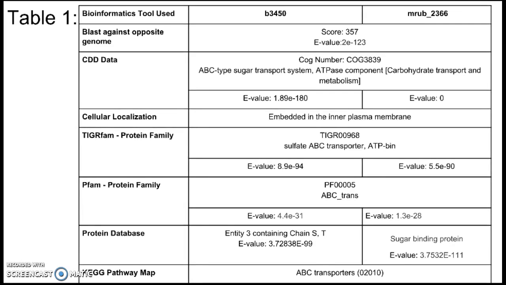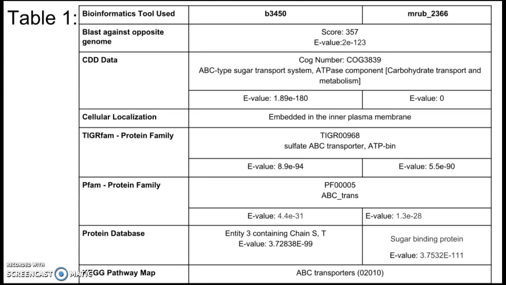For the first pair of genes that were analyzed, we put together a table which you'll see for each of the genes. On the left side of this table is the b gene, which is going to be the E. coli, and the right side will be the Meiothermus ruber. In this case, I'm showing support for b3450 and mRub2366 being orthologous to each other. Numerous bioinformatics tools were used to support that these two genes are orthologous.